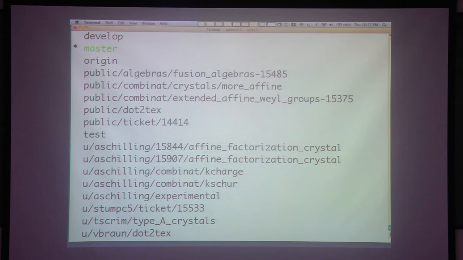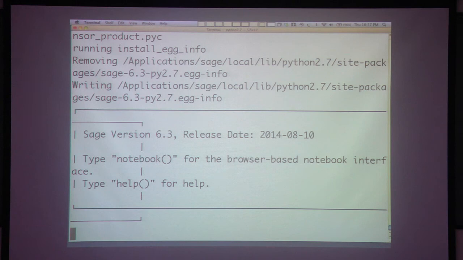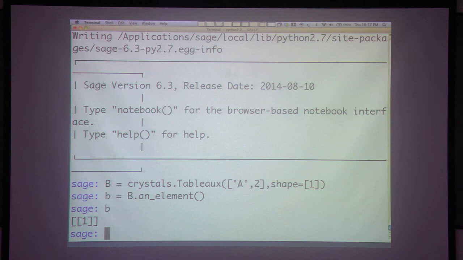Okay. Now I'm going to do Sage minus br again, because now hopefully we got rid of the change because we are back to our clean master. And I'm going to make the crystal one more time and hopefully it will be back to normal. Okay, B my element, and B now gives us the one and not anymore my crystal element.